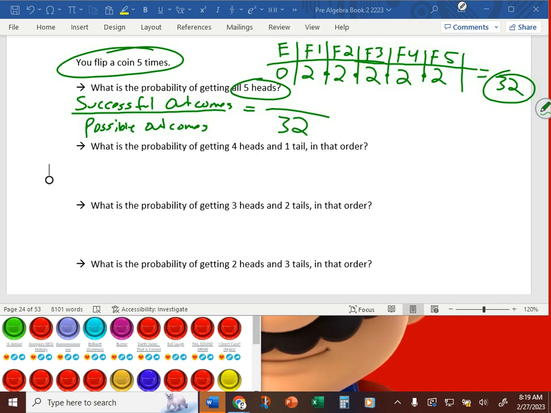I mean, you could get H, H, H, H, H. You could get H, H, H, H, T. You could get H, H, H, T, H, right? We're not going to write out all 32 outcomes. That would take quite a while. But if we were to, how many of those outcomes would have all 5 H's?